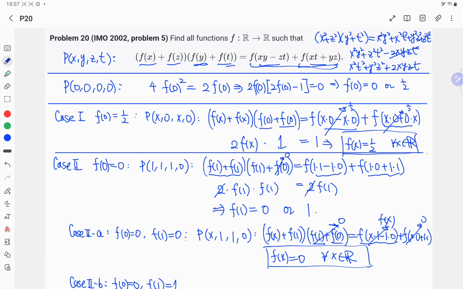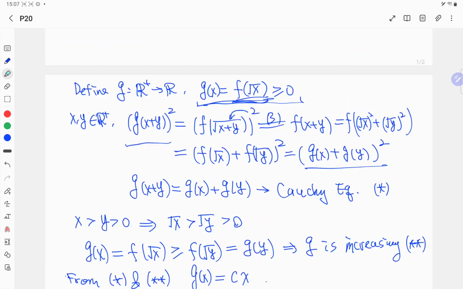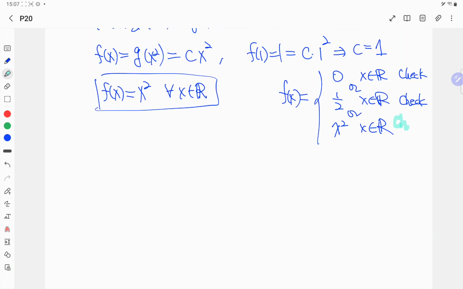Okay, so this one and this one cancel. And then we can simply see that this one is this one, this one is this one, this one is this one, this one is this one. So we also check the third one is also a solution. And this is the end of the video.